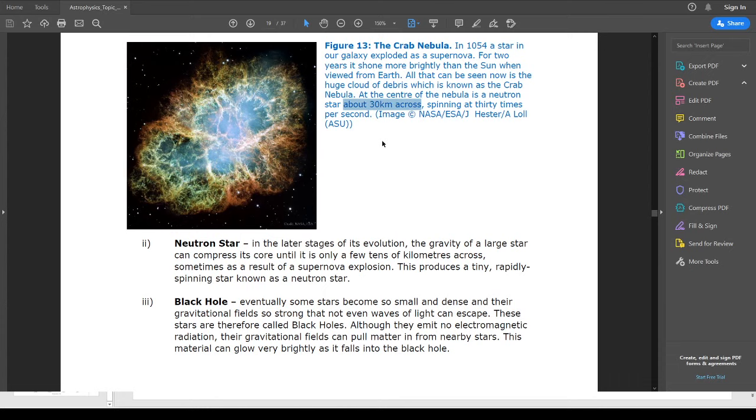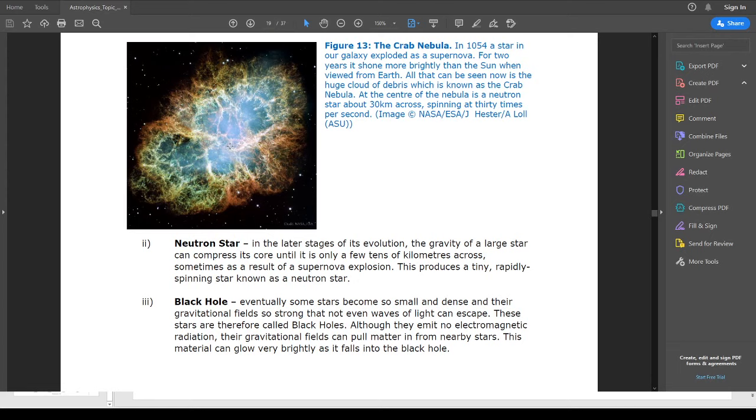Okay, and it is spinning at 30 times per second. That's just the spinning speed. You may ask, why is it spinning? Because of all the energy from the supernova explosion. That energy, it's still dissipating away. Like that's huge energy.